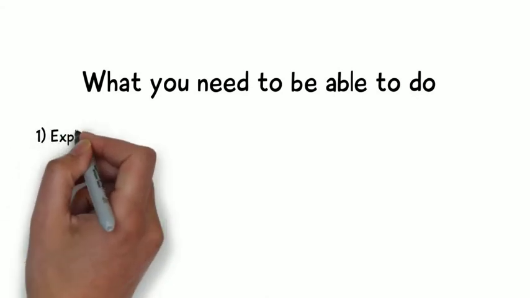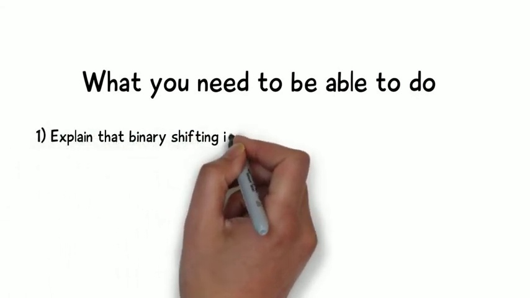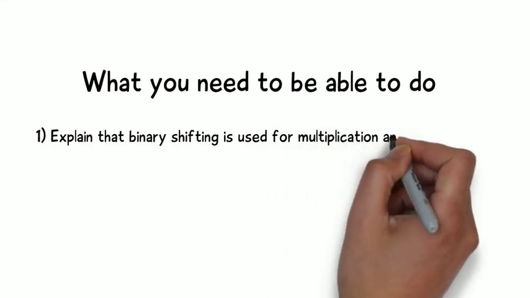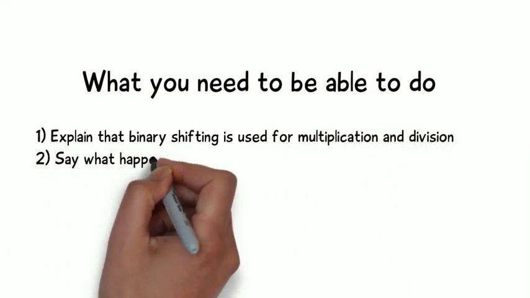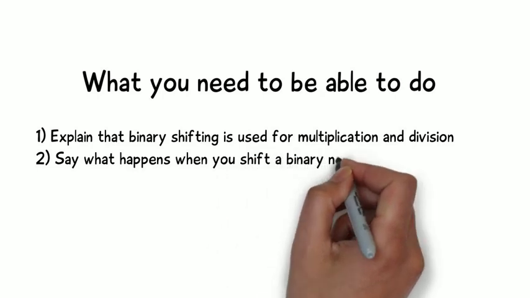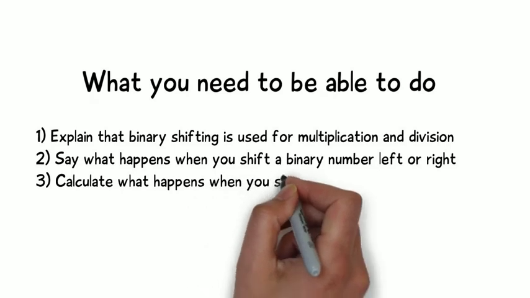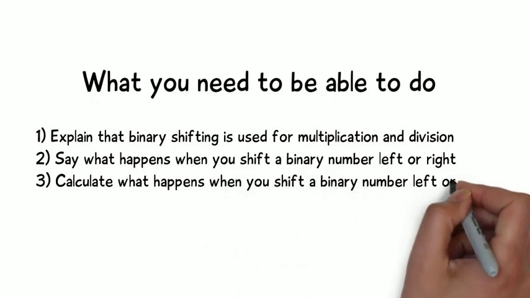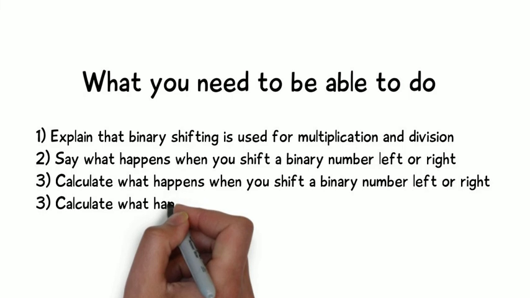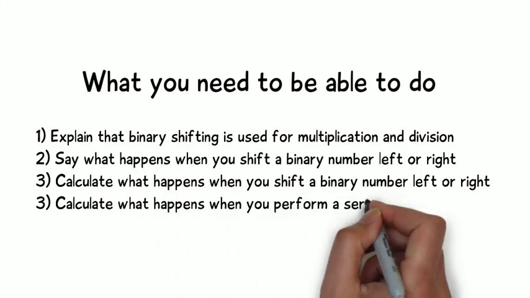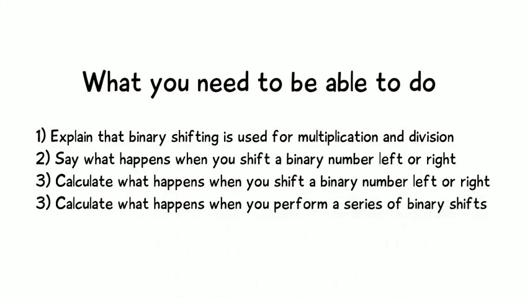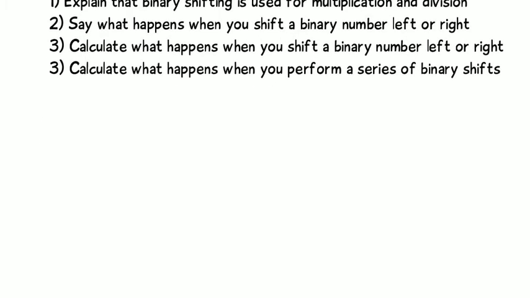So what do you actually need to be able to do? Well, the first thing is that you need to be able to explain that binary shifting is used for multiplication and division. The second thing you need to be able to do is say what happens when you shift a binary number left or right by a certain number of places. Then you need to be able to calculate what happens when you shift a binary number left or right. And then you need to be able to calculate what happens when you do a series of binary shifts. So you shift right by a few bits, you shift left by a few bits. So what happens if you do one after the other?